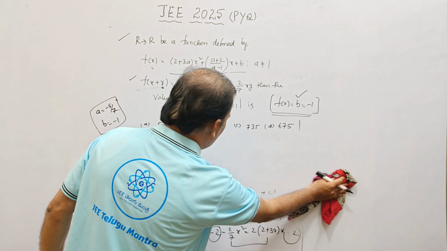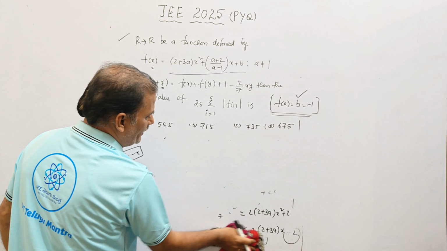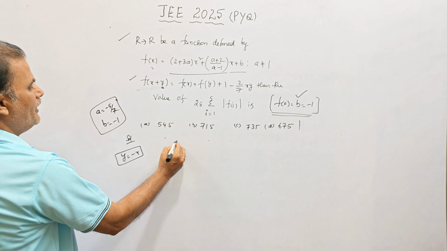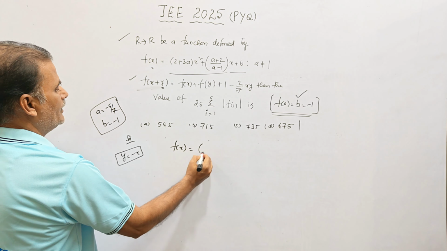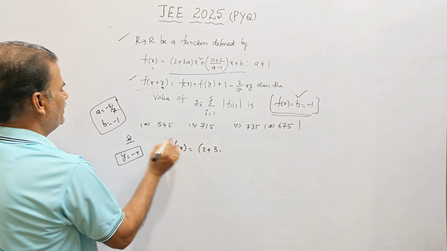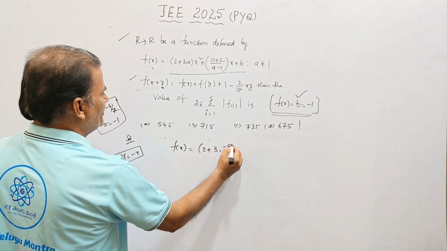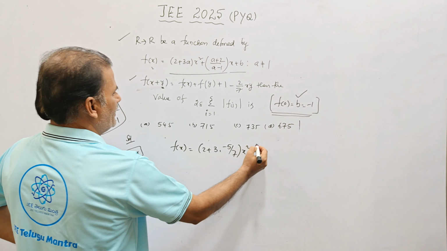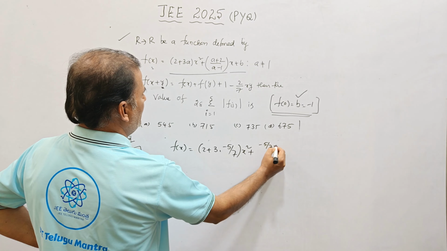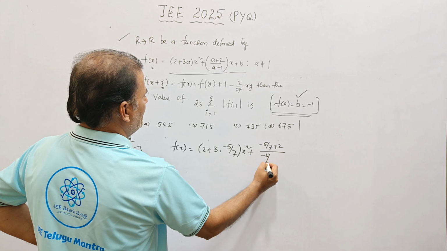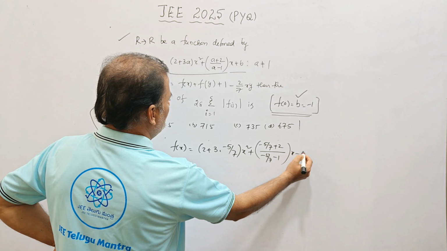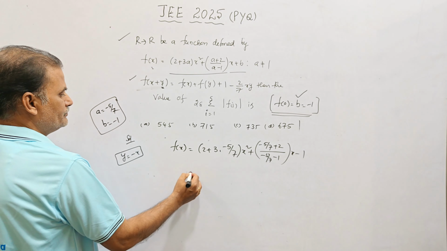Now we want to find f of x by substituting a and b here. Then f of x is equal to 2 plus 3 into a value, which is minus 5 by 7, into x square, plus minus 5 by 7 plus 2 by minus 5 by 7 minus 1 into x. The b value is minus 1.